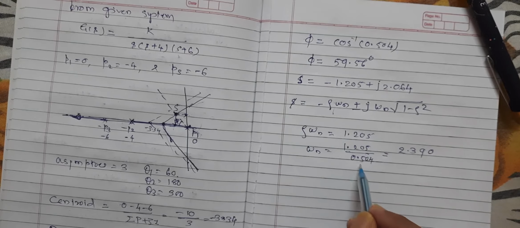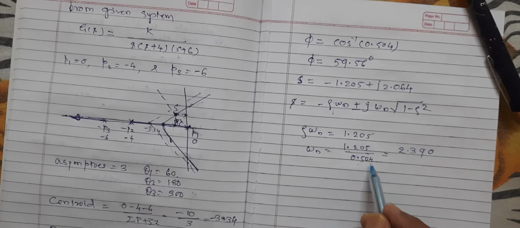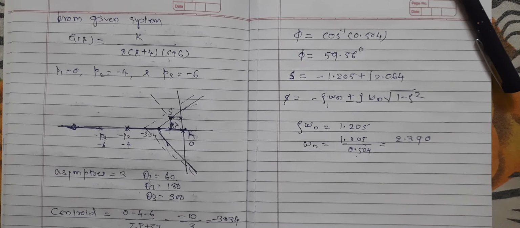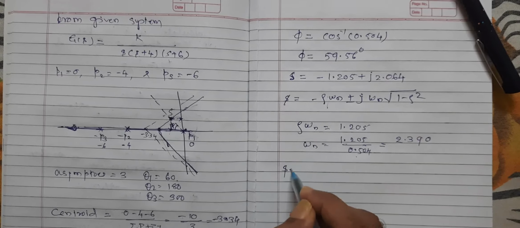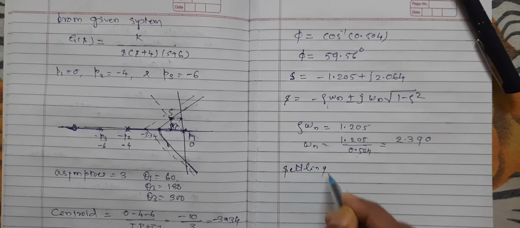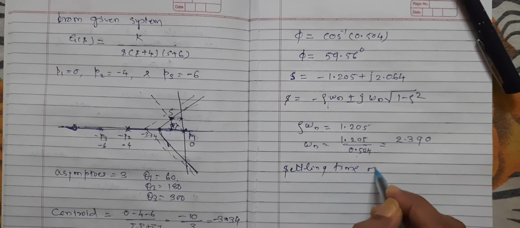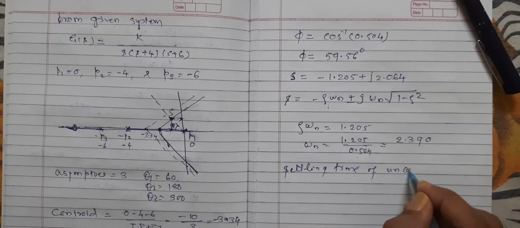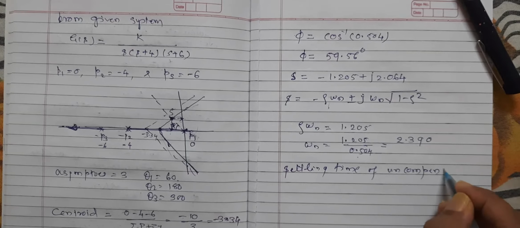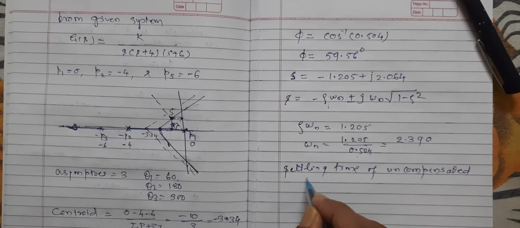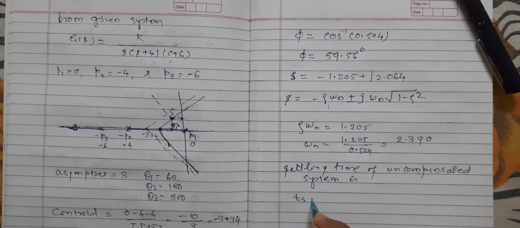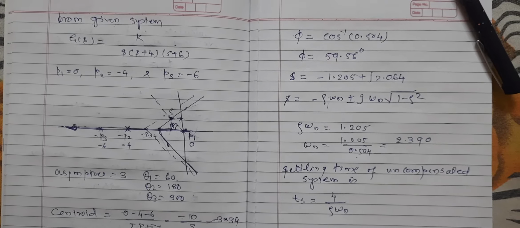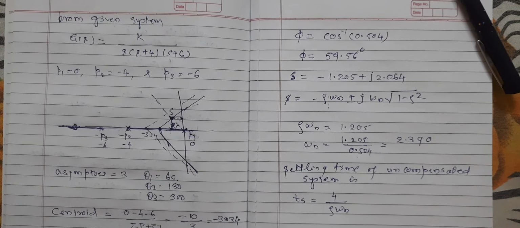So 1.205 divided by neta, where neta equals 0.504, comes to 2.390. The settling time of the uncompensated system is Ts equals 4 divided by neta omega n. This is the equation for the settling time.